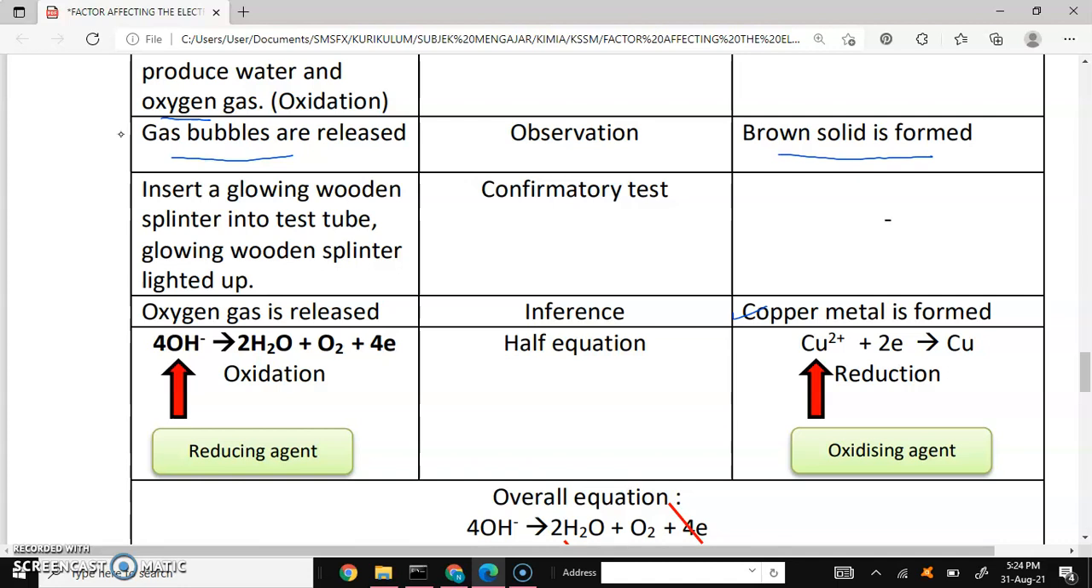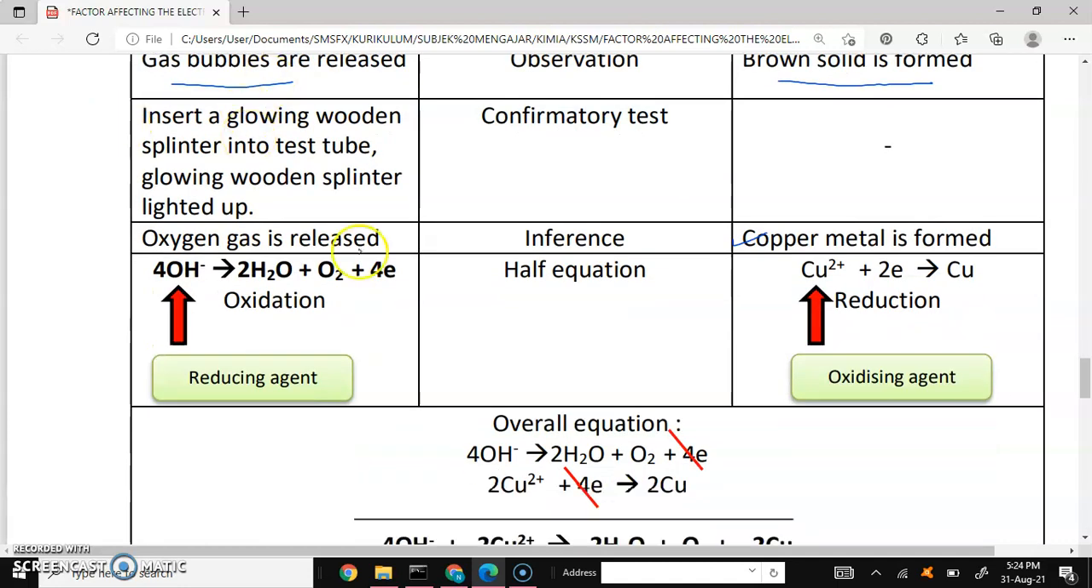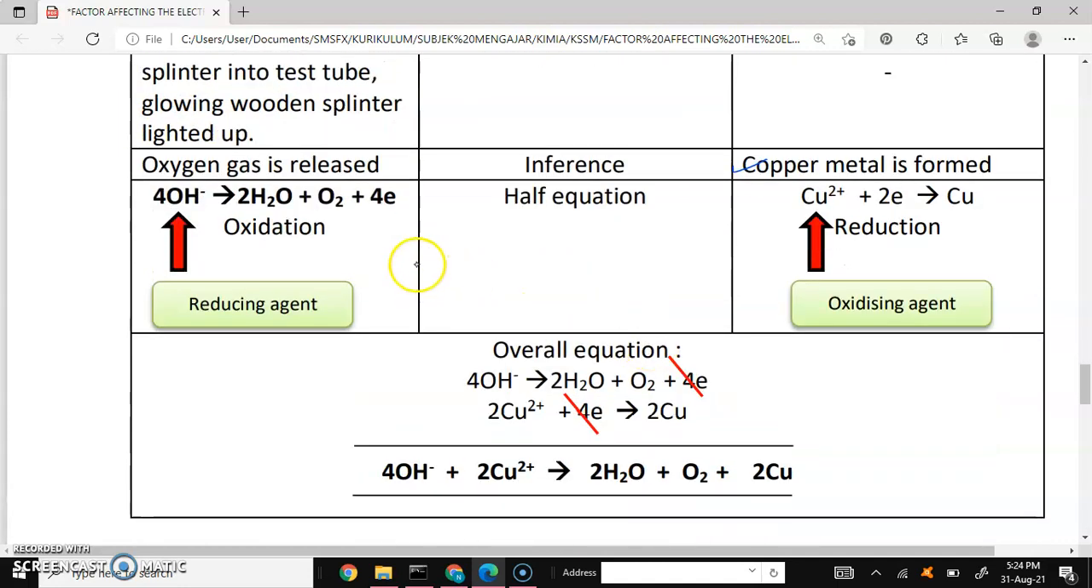Okay, yang ini half equation sama macam kelas sebelum ni. Okay, half equation for oxidation at anode, half equation for reduction at cathode. Then you combine the half equation at the anode and half equation at the cathode, so you get the overall equation for the electrolysis in concentrated copper sulfate solution.